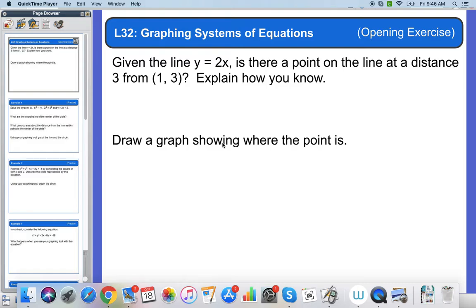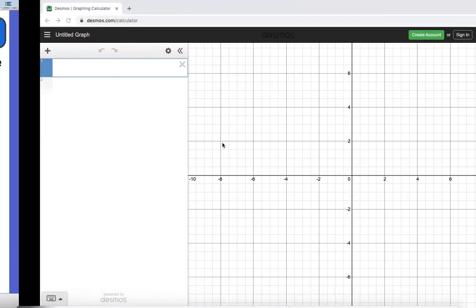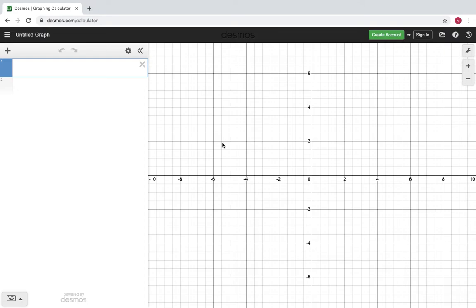Looking at lesson 32, this is going to focus on graphing systems of equations. So we'll do some of the exercises, a couple of the examples, and see how it plays out. This is also going to use Desmos.com, so you're going to want to be able to look at that.